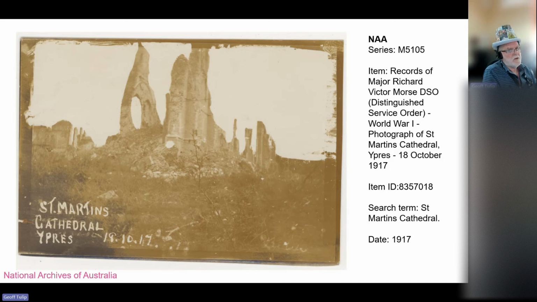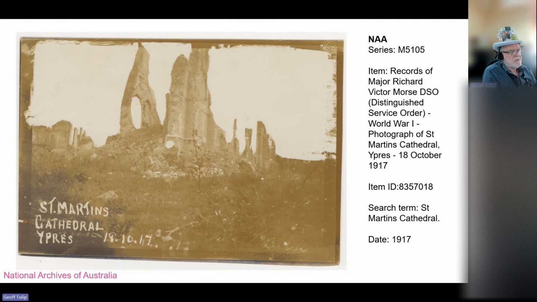So here we go. I want to show you this search was called St. Martin's Cathedral, because I'd heard about it. I saw it in the photograph album that we just looked at, and I thought, I wonder what else is on there. So I found this record. And it was taken by Major Richard Victor Morse in World War I at Ypres on the 18th of October 1917. So St. Martin was the patron saint of beggars.